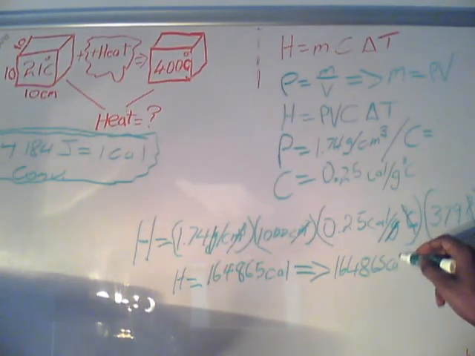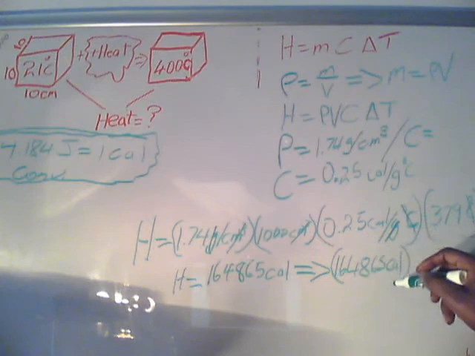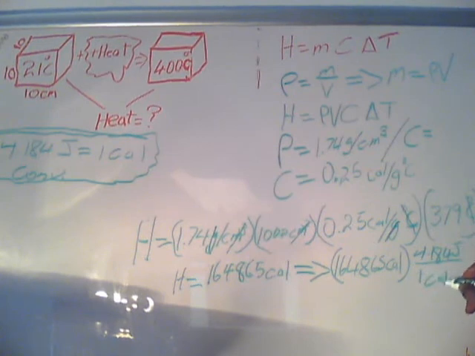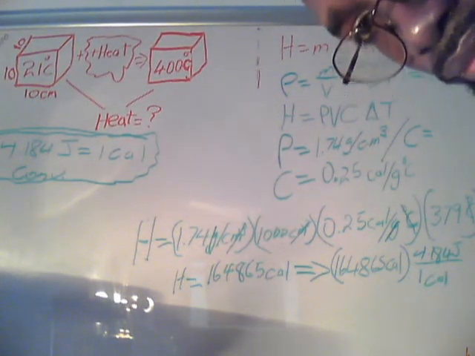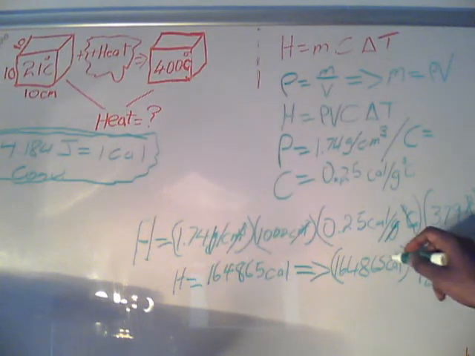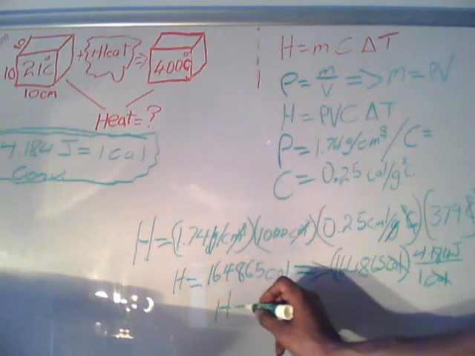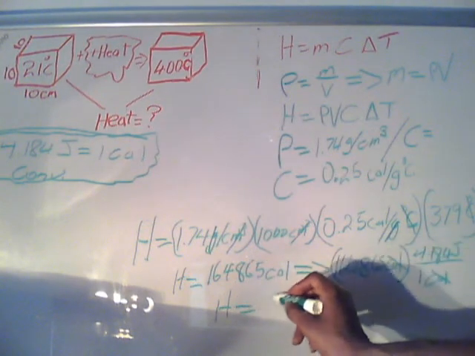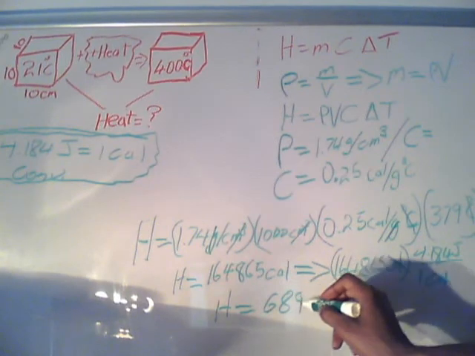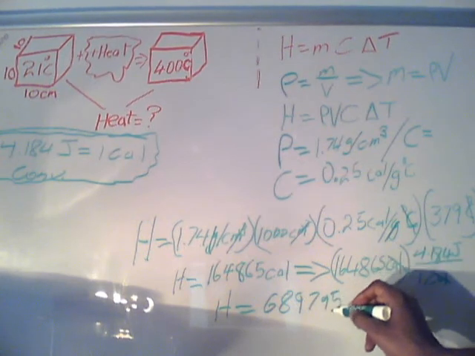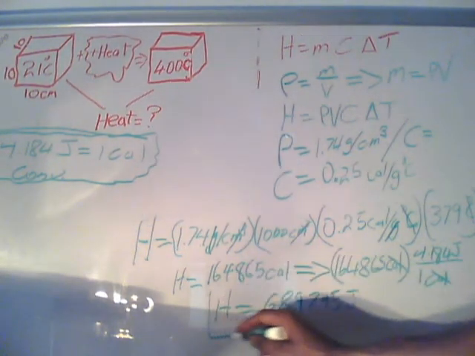So we'll go ahead and convert right here. 164.865 calories times 4.184 joules per calorie. All right, so that's good. The calories are going to cancel out, leaving us with joules, and our answer is going to be that the heat energy is 689,795 joules of energy.